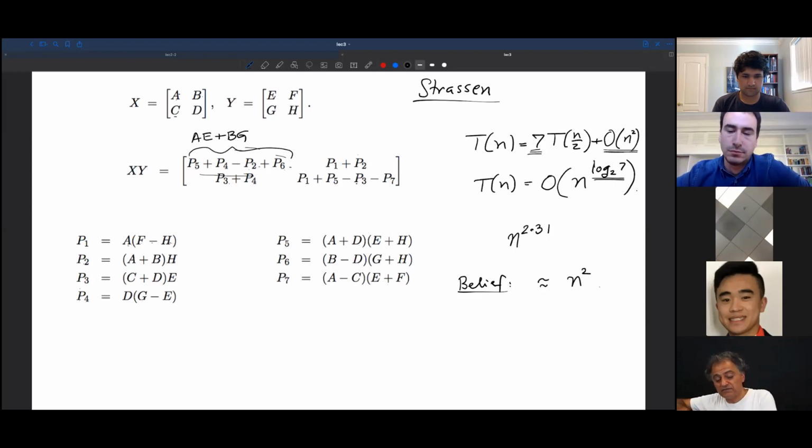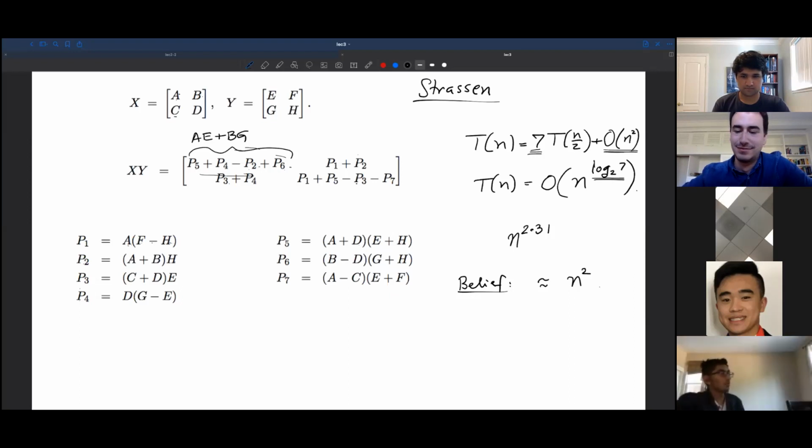I guess I was mainly confused about where the additions themselves come from. Is it just like factoring the different things that we end up seeing when we multiply it normally? Yeah, so you're asking how did Strassen figure these out? I don't know. Nobody knows.